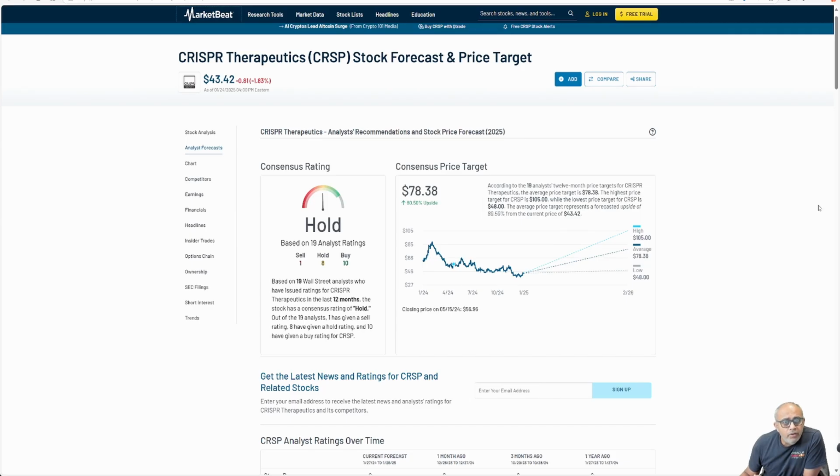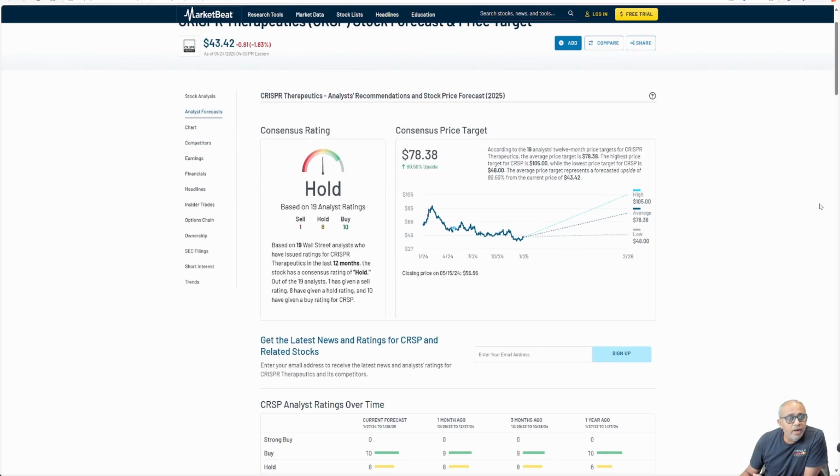Now I want to take you into a website called MarketBeat, where I generally go to have a look at consensus price target. So we have a bunch of analysts, I think around 19 analysts analyzing CRISPR Therapeutics, and their average consensus rating is to hold this share. So they are neither bullish nor bearish. Their consensus price target happens to be 78.38, with a high of 105, a low of 48, and an average of 78.38.